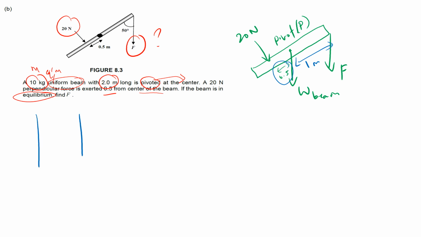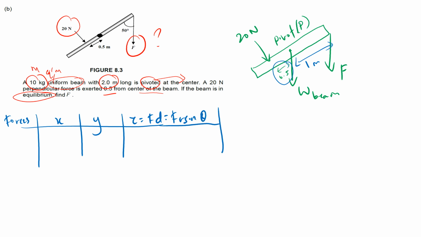Okay, you make a table as usual. The columns are forces X, Y, and torque. Torque equals FD or FR sin theta. And the best way is to put it at the top, at pivot P. So you know your pivot is here. This is your pivot P. So how many forces do we have? 20 Newton, the weight of the beam, and F.